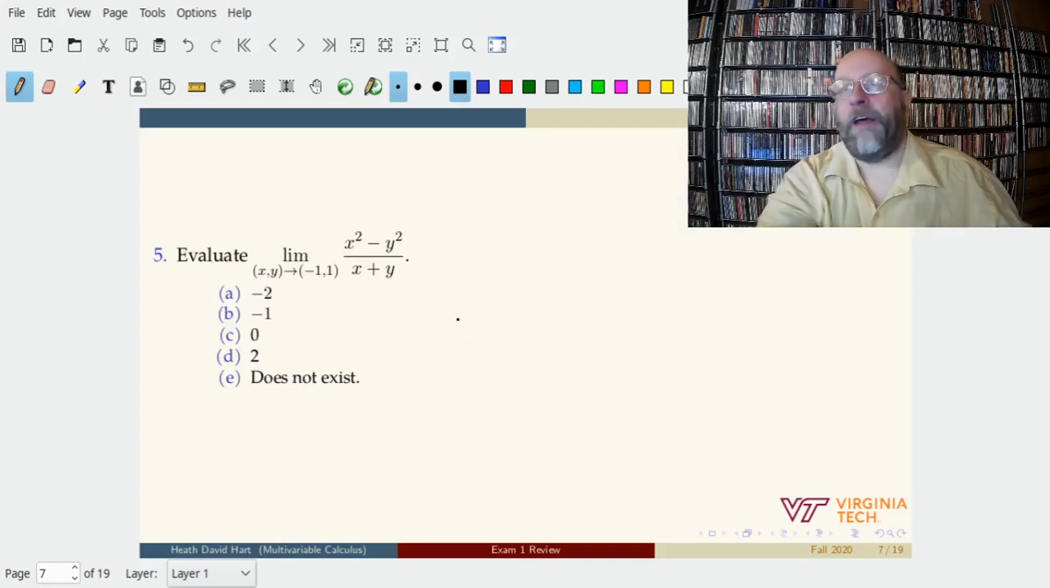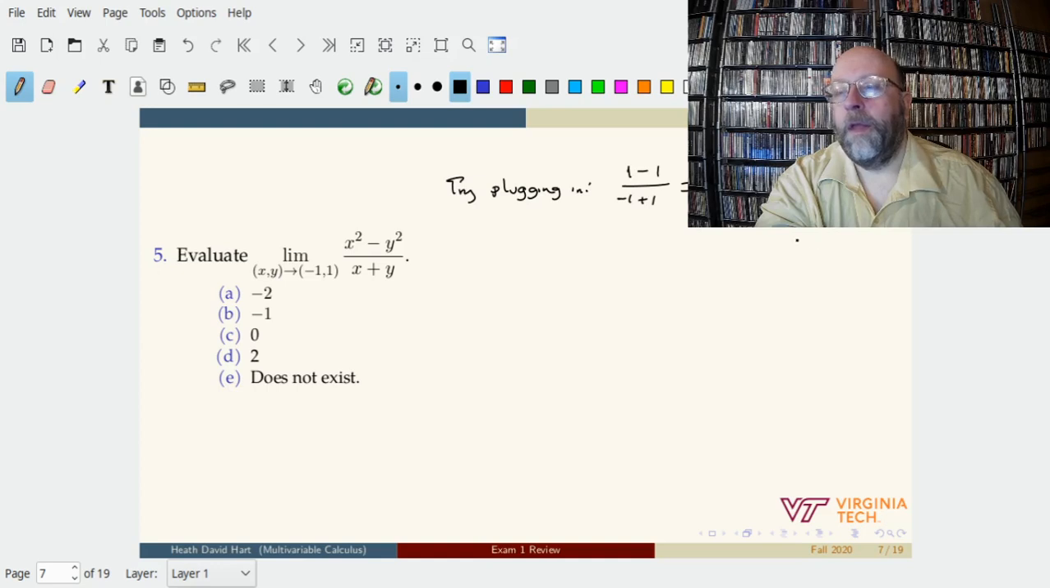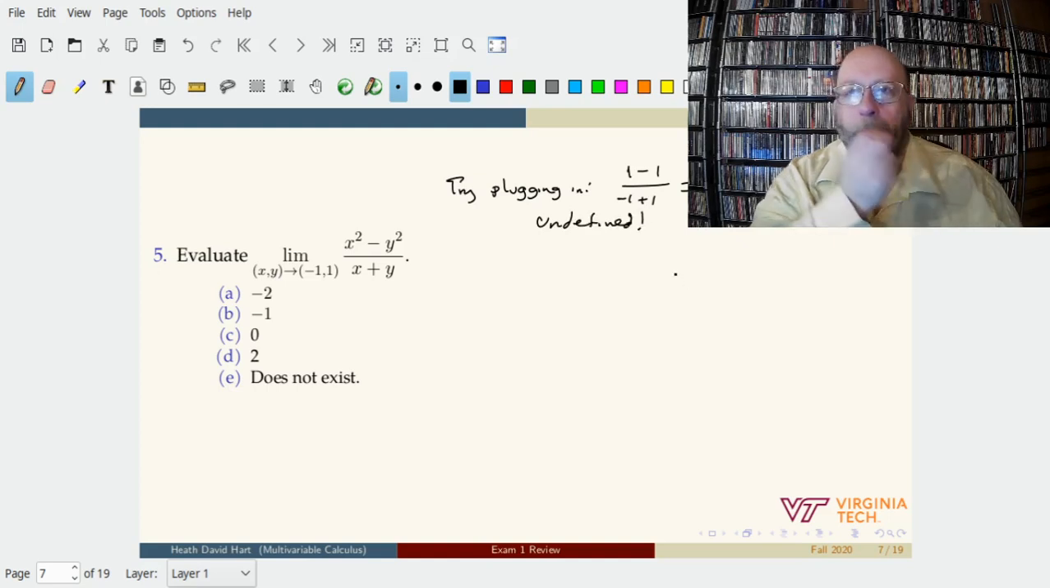All right, let's try to evaluate this limit. If I try plugging in, I get negative 1 squared minus 1 squared. That's 1 minus 1 over negative 1 plus 1. That's undefined. And I'm writing under my picture here, but that's undefined. So plugging in isn't going to work. So what are some of the other things that we can try?